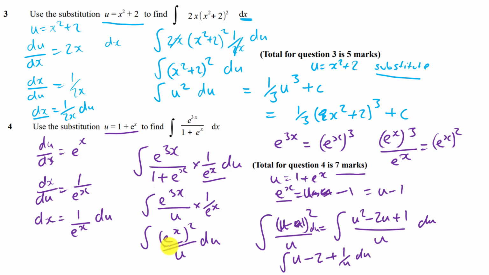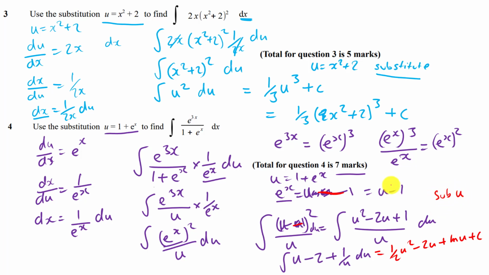Yeah. Okay, and I'm just going to change pen here and make that correction clear. Right, so we can integrate this term by term. So that's going to equal a half u squared minus 2u plus ln u plus c. And then we're just going to substitute the u's back in.